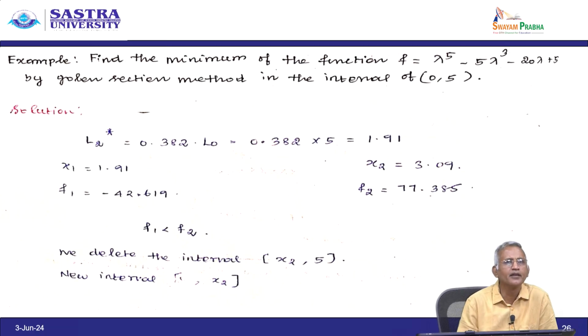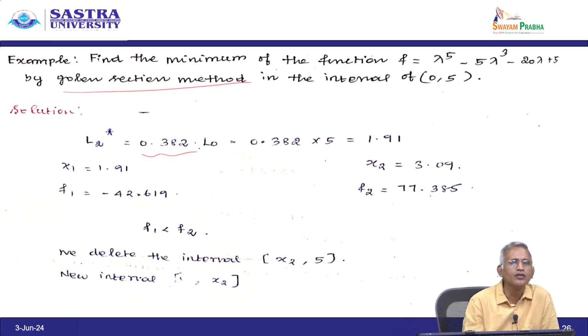Next problem, find the minimum of the function f equal to lambda power 5 minus 5 lambda cube minus 20 lambda plus 5 by Golden section method in the interval 0, 5. So, let us start with the L2 star. L2 star is nothing but 0.382 into L0. Here L0 its maximum value is 5, therefore multiply them with 5, so that 1.91 will come.